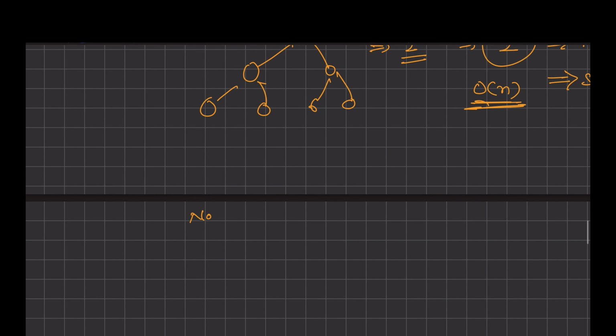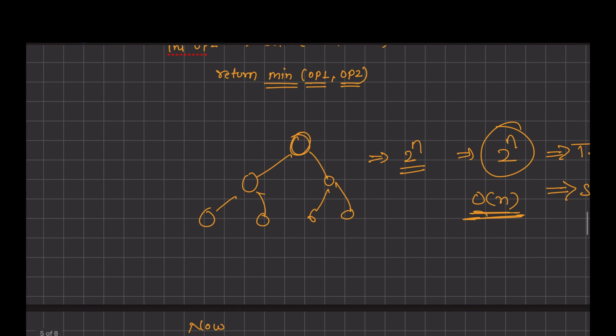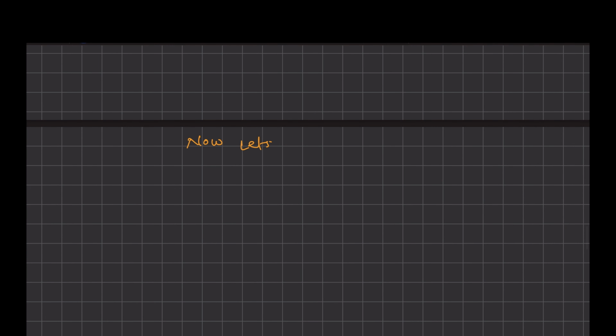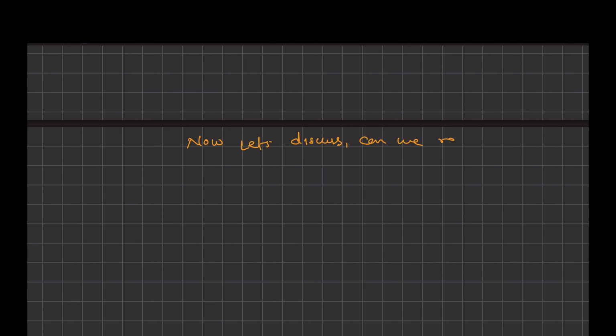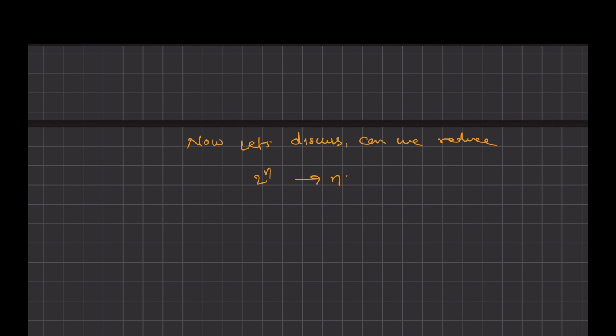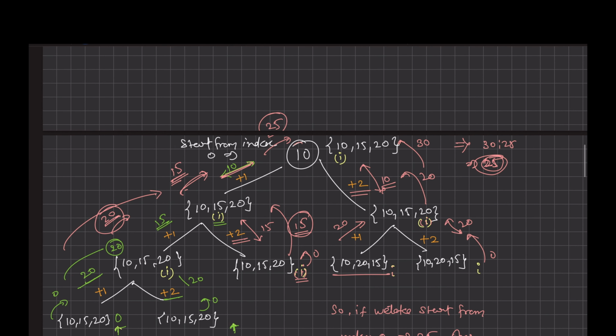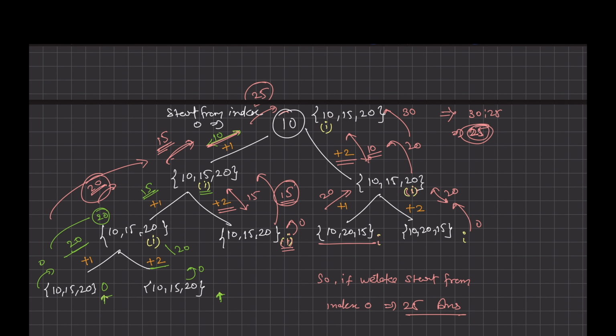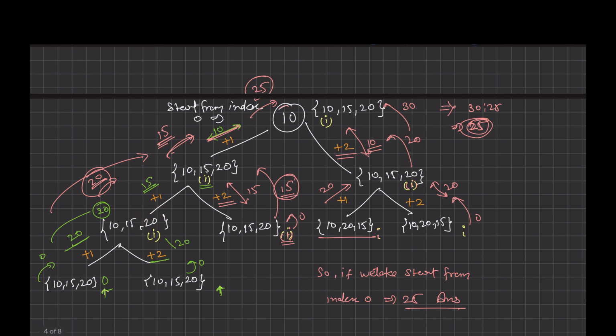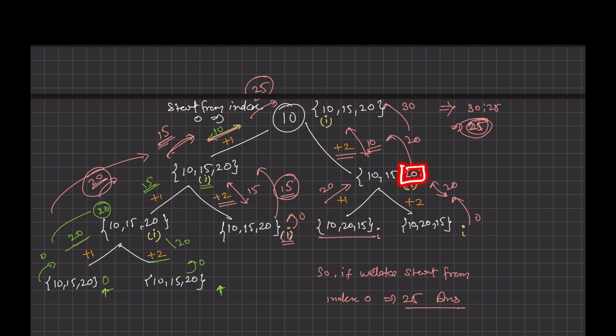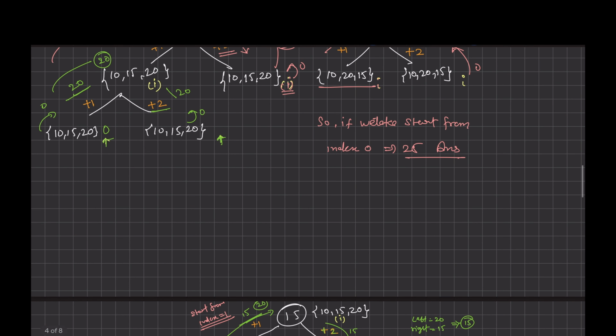Now let's discuss: can we reduce its time complexity? From 2 to the power n, can we reduce this to O of n or n square? See, if you look at the tree diagram carefully, here we are making a call for 20. Again here we are making a call for 20. Here we make a call for 20, here we also make a call for 20. So we are repeating the calls for 20.